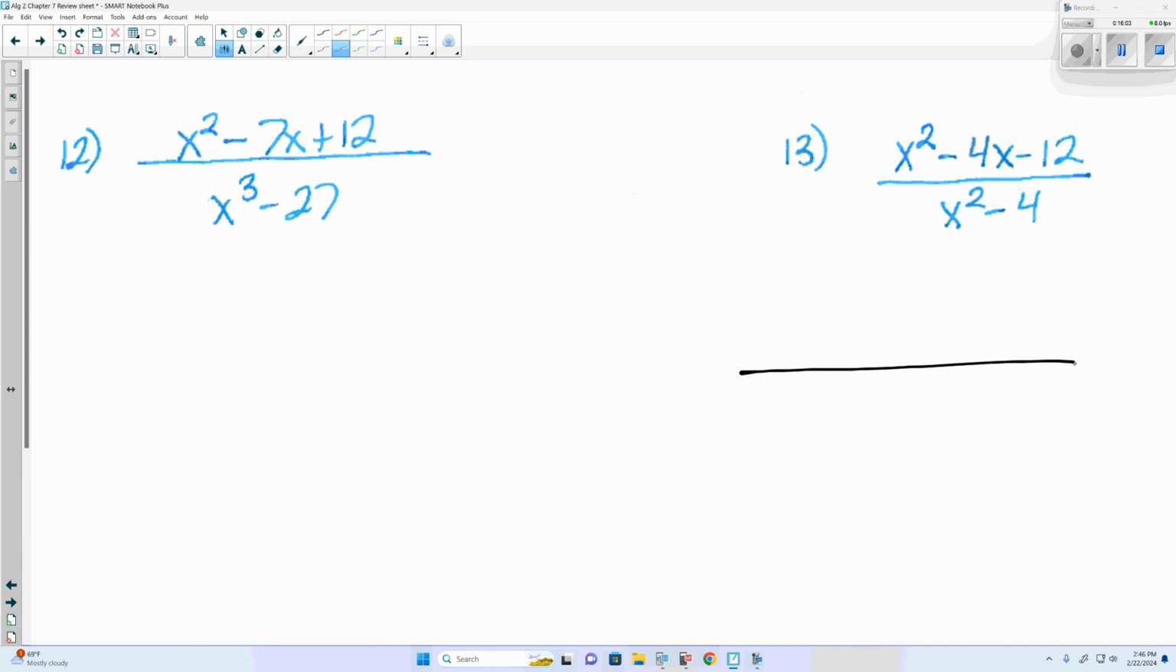However, we can have something like 13, x squared minus 4x minus 12 over x squared minus 4. X squared minus 4 is a difference of 2 squares, difference of perfect squares. Because x squared is x and x, 4 is 2 and 2. So this would factor into x plus 2 and x minus 2.